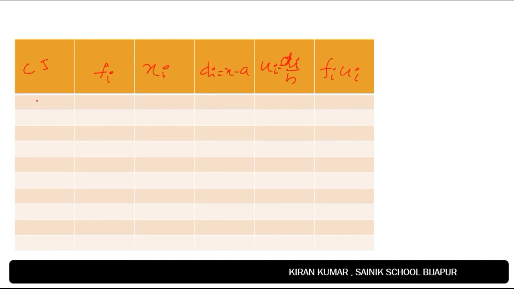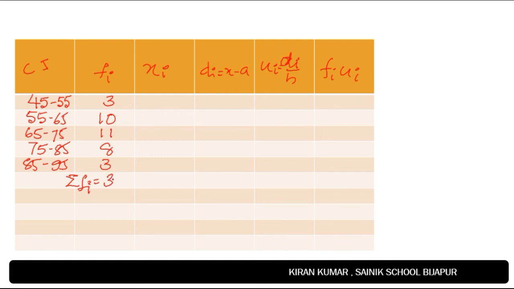Here I am following this method basically because the class intervals are continuous. It has got equal class sizes for all the class intervals: 45 to 55, 55 to 65, 65 to 75, 75 to 85, and 85 to 95. The frequencies are 3, 10, 11, 8, and 3. Let's find sigma fi, it is 35. Mid values are 50, 60, 70, 80, and 90.